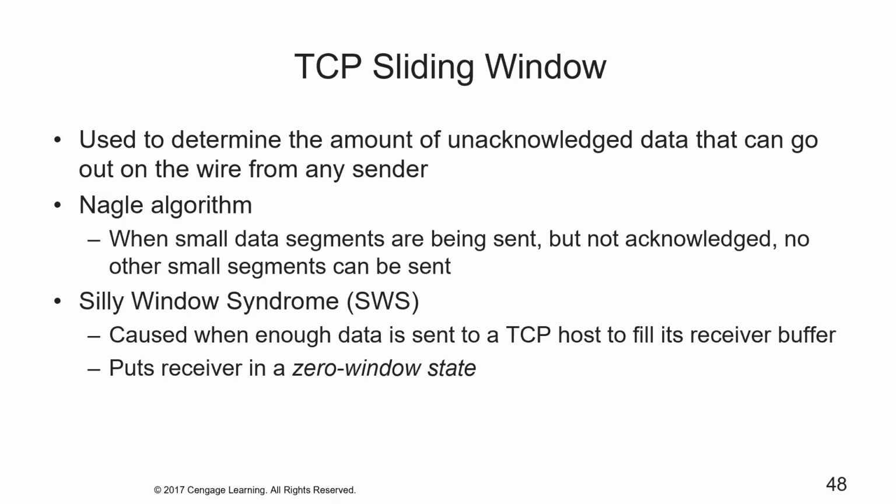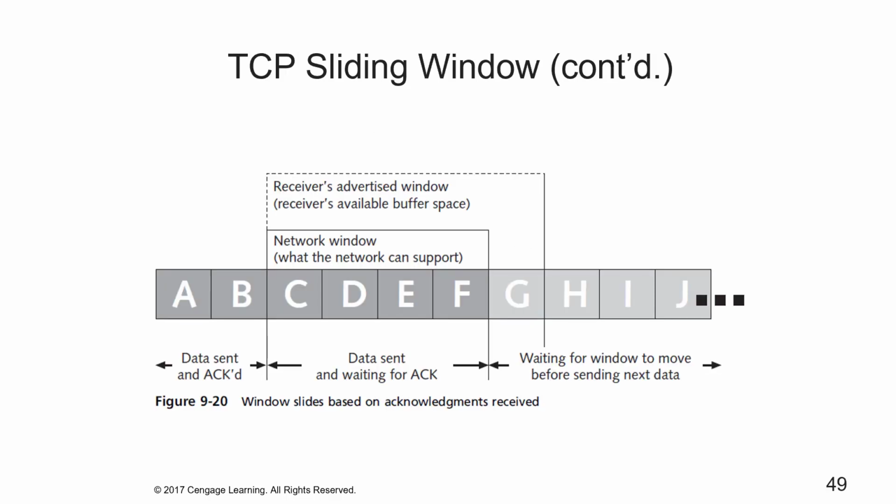Silly window syndrome is caused when enough data is sent to a TCP host that it fills the receiver buffer and puts it in a zero window state. So you're not sending additional data until the receiving host advertises a window size large enough to receive at least one more TCP segment. That can be a problem as well. Here's an example of window sizes based on acknowledgments that are received.